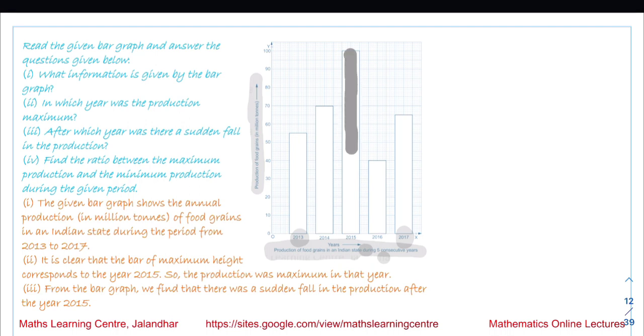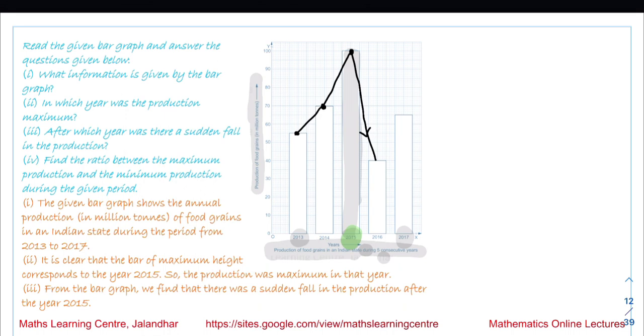Second, in which year was the production maximum? We can see that this is the bar with the maximum height, so in the year 2015 the production was maximum. Third, after which year was there a sudden fall in production? Up to 2015 the value is rising, from 2013 to 14, 14 to 15, then suddenly the value decreases. So after the year 2015 there is a sudden fall in production.